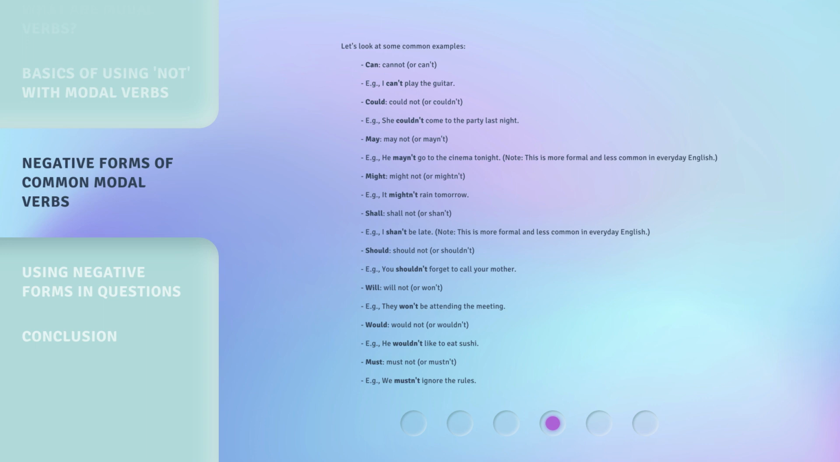Shall not, or shan't. E.g., I shan't be late. Note, this is more formal and less common in everyday English. Should not, or shouldn't. E.g., you shouldn't forget to call your mother. Will not, or won't. E.g., they won't be attending the meeting. Would not, or wouldn't. E.g., he wouldn't like to eat sushi. Must not, or mustn't. E.g., we mustn't ignore the rules.